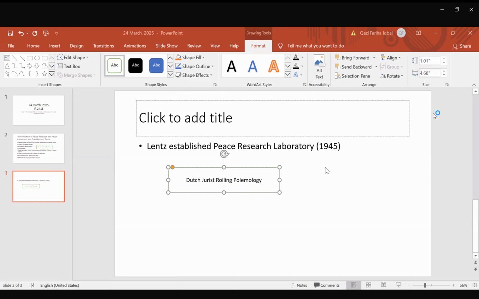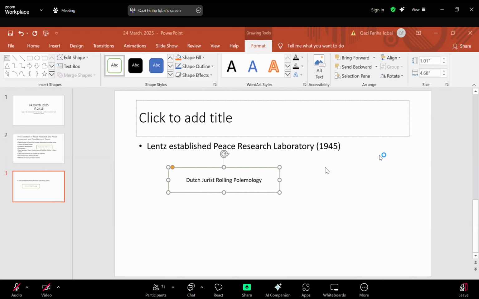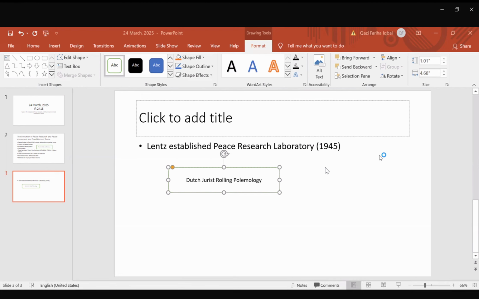The Journal of Conflict Resolution was developed and it was based on the Center for Conflict Resolution at the University of Michigan. So the purpose of the Journal of Conflict Resolution was twofold. Firstly, the journal was focused on the concept of preventing war.